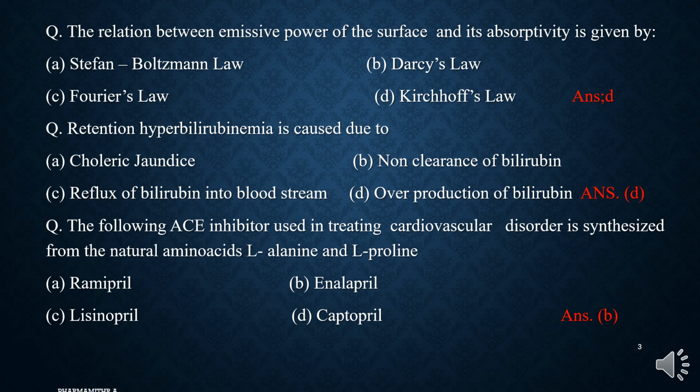Retention hyperbilirubinemia is caused due to the overproduction of bilirubin. That is the option given in our answer. Other may be due to the biliary obstruction that may also result in hyperbilirubinemia. This elevated level of bilirubin may be an indication of a liver damage or disease.